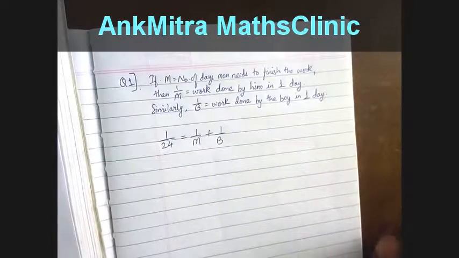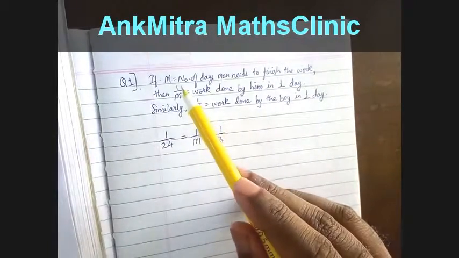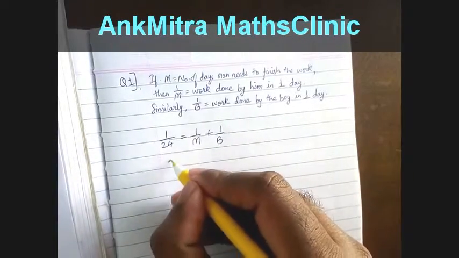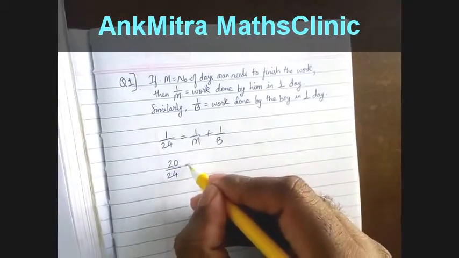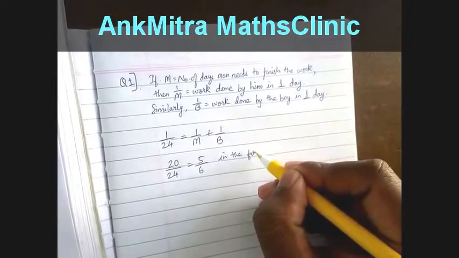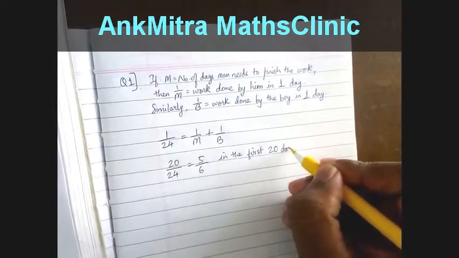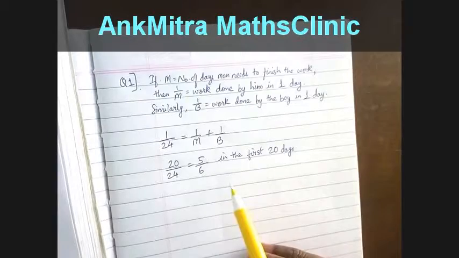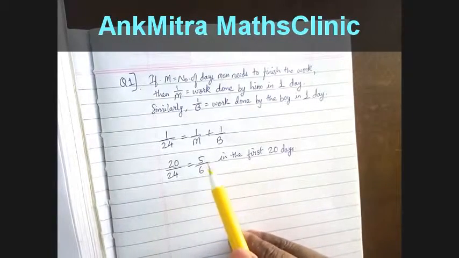Then what they have said is, in the second case, if the man works alone for the last 6 days, then the total time required to finish the work is 26 days. That means for the first 20 days, the man and the boy work together. In those 20 days, they will be finishing 20 by 24 part of the work, which is equal to 5 upon 6 part of the work in the first 20 days. That means in the last 6 days, when the man is working alone, he is completing the remaining 1 by 6th part of the work, right?